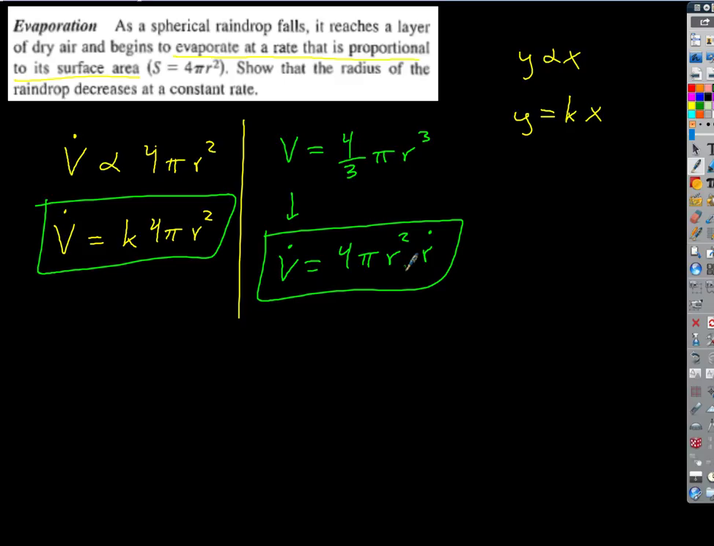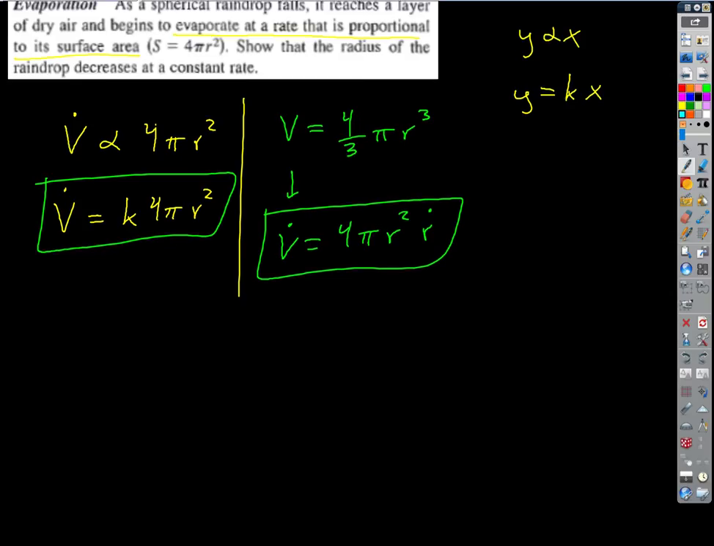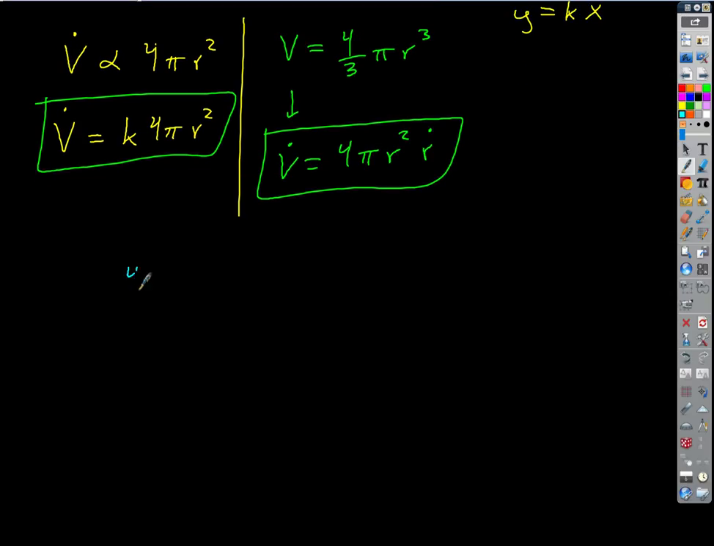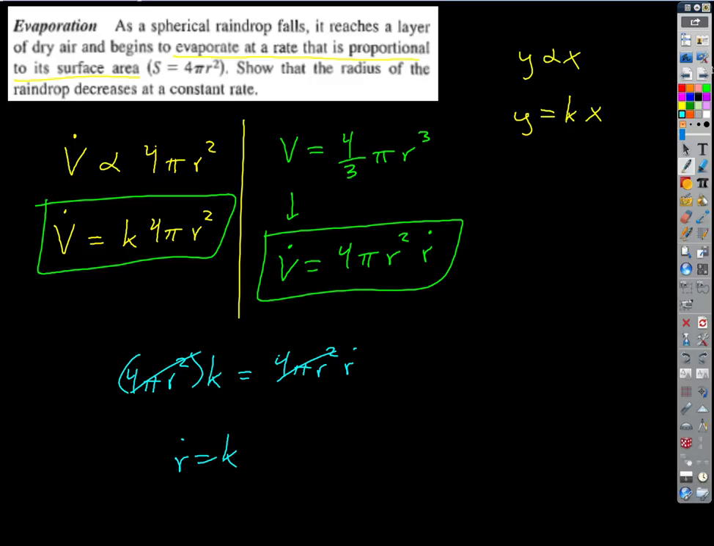So if I set these equal to each other, I get 4 pi r squared times K equals 4 pi r squared times r dot. So what's r dot equal to? K. We don't know what K is, but what do we know about K? It's a constant. So if r dot equals K, didn't that just show the radius of the raindrop decreases at a constant rate? Yeah, r dot is constant.